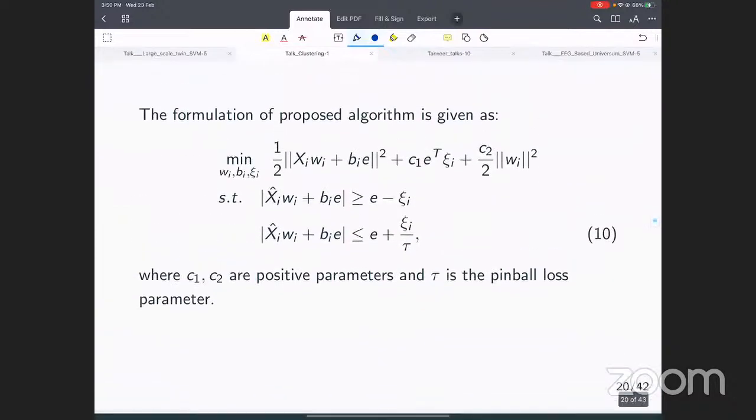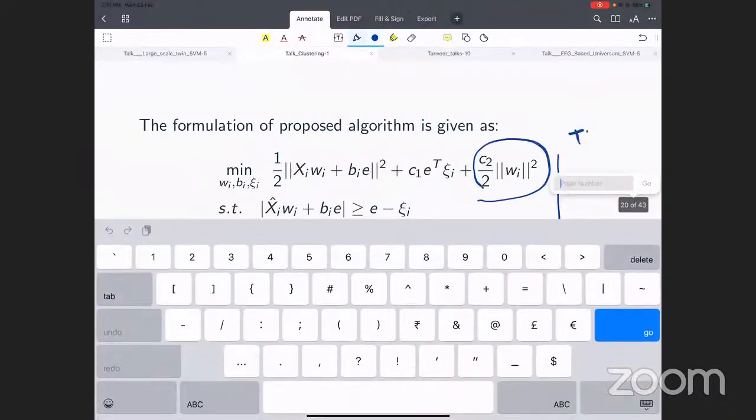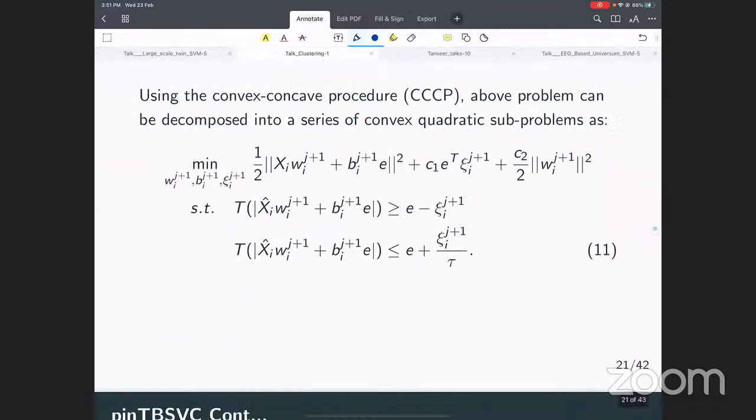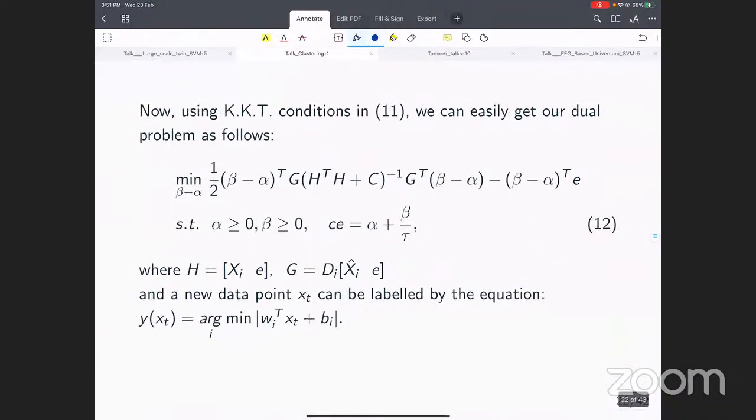You will see that we have this optimization problem. We call this TBSVC. So this is nothing but TBSVC using pinball loss. Using that, when you find the dual formulation, you can see that the matrices appear in the non-singular form. So no issue of singularity.